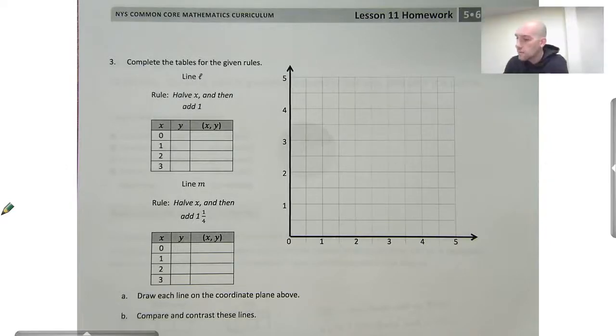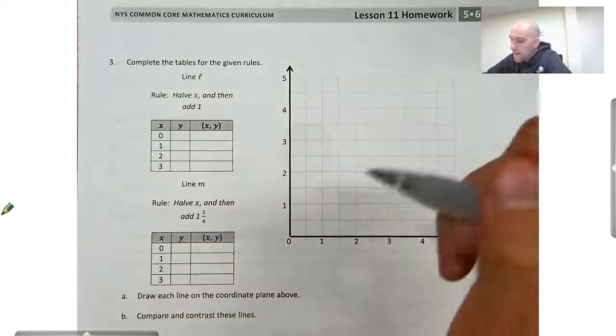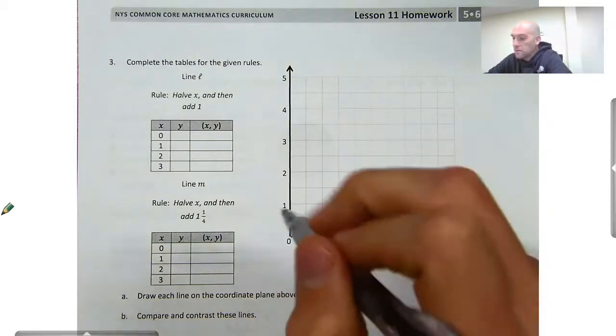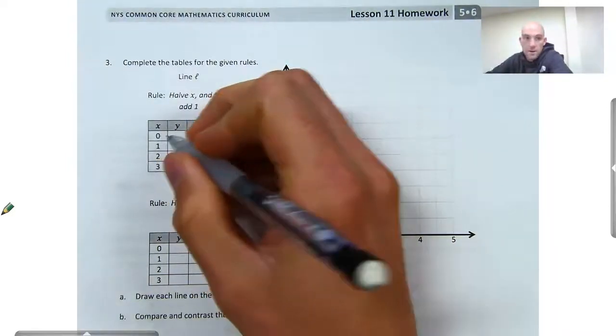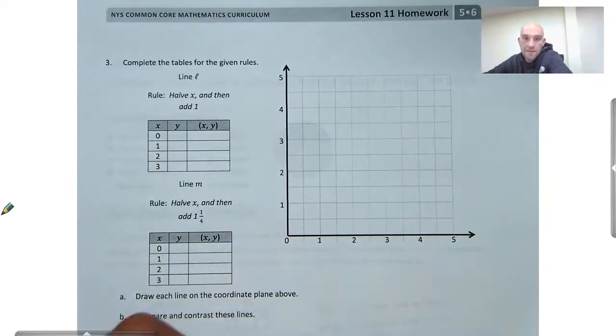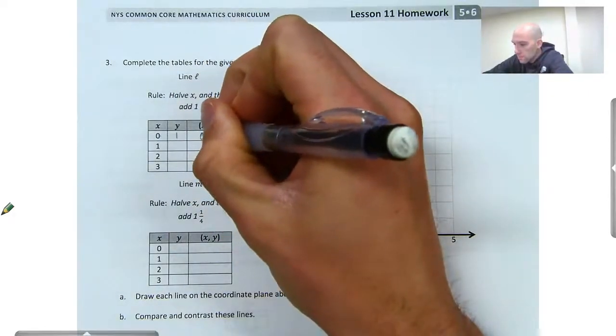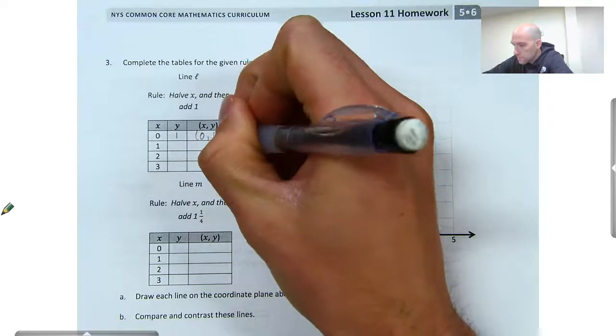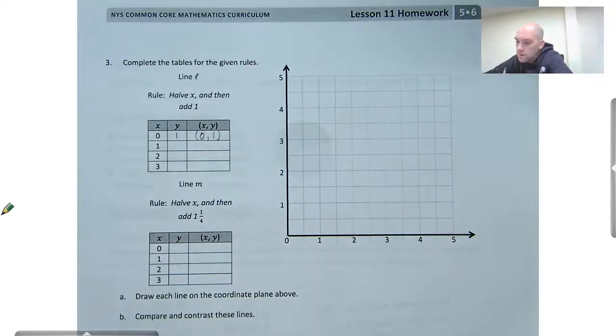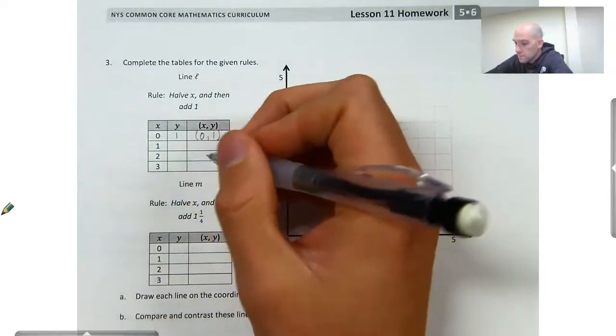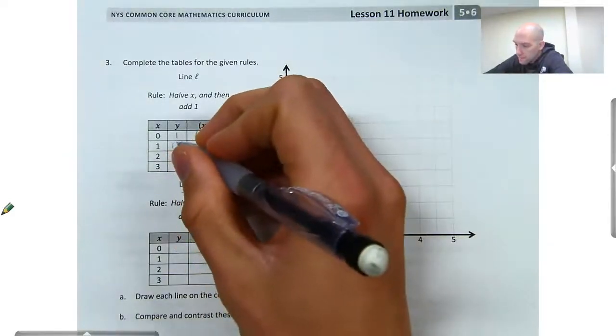So here on our next page, it says complete the table for the given rules. And this time, line L, it says have x and then add 1. So we have 0 cut in half is 0. Then we add 1 and we get 1. This is going to be (0, 1). 1 in half would be 1/2. Plus 1 would give us 1 1/2.